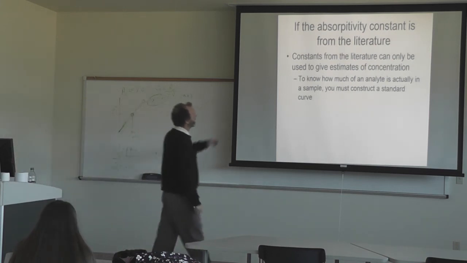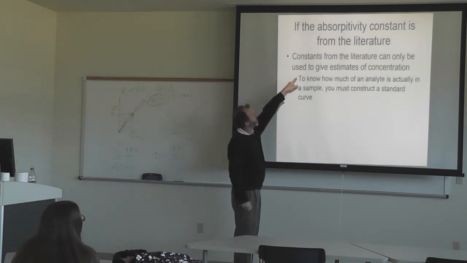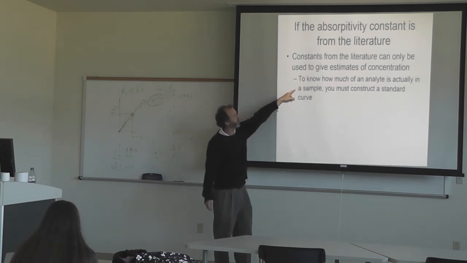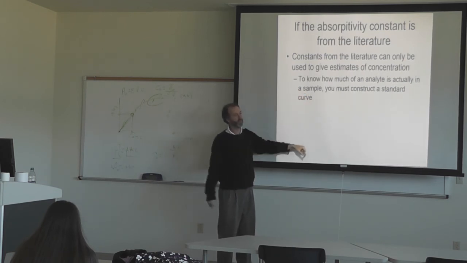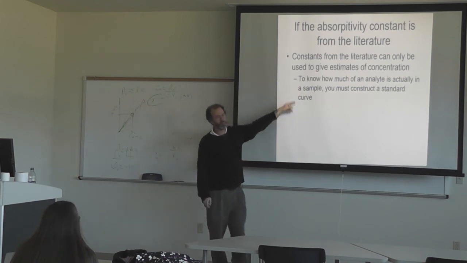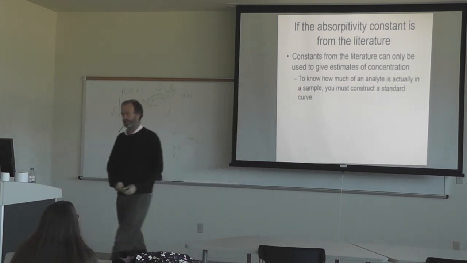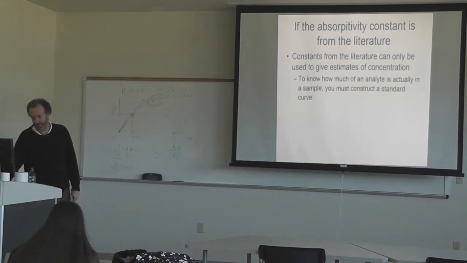So if the absorptivity constant is from the literature, constants can only be used to give estimates of a concentration. To know how much of an analyte is actually in a sample, you have to construct a standard curve. So when we measure DNA samples, it's all from the literature basically, so we're estimating your DNA concentrations.